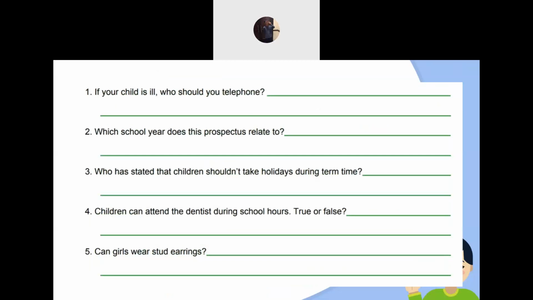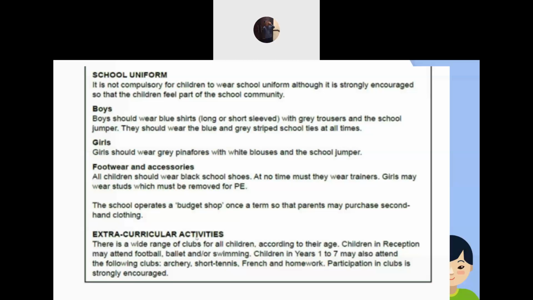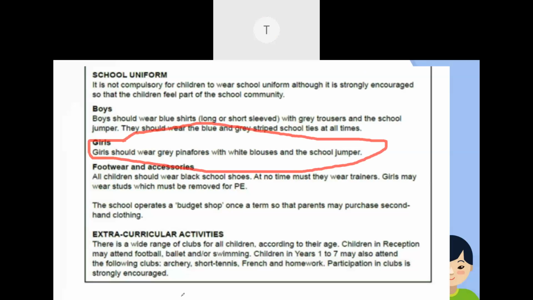Now let's look at question number 5. Question number 5 is easier. Can girls wear stud earrings? No, so they can't wear stud earrings. They're asking about girls, so look at the part talking about girls only. But at the bottom they write that girls may wear studs, right? Where is it?